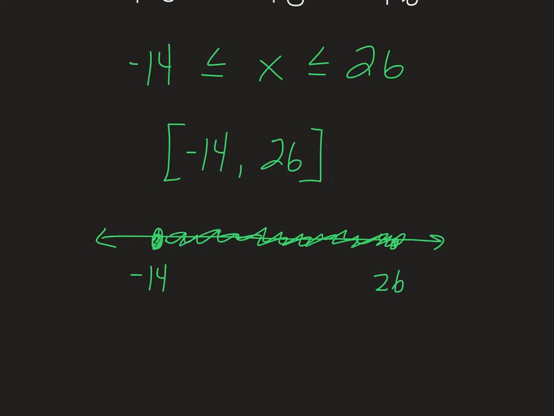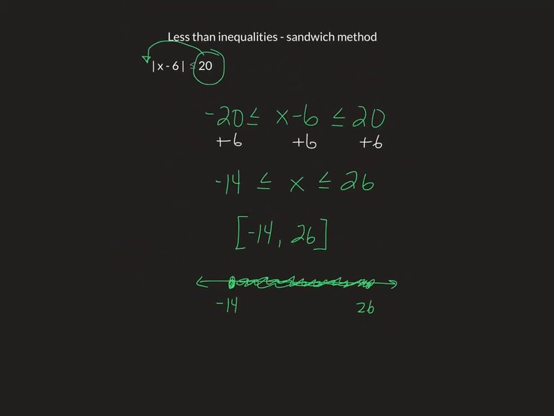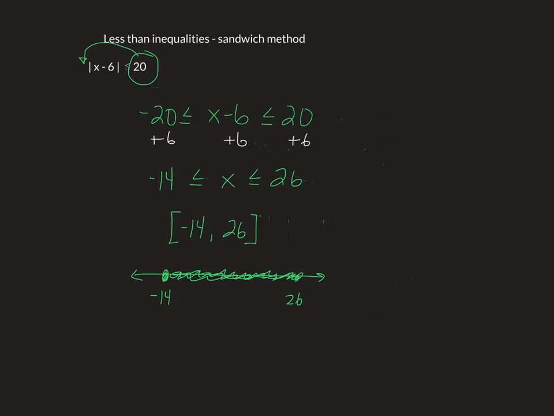So anytime we have a less than or equal to inequality, the solution set is in between two values. It's a closed interval from negative 14 to positive 26. It's always in between two values if we're talking about less than a certain number.